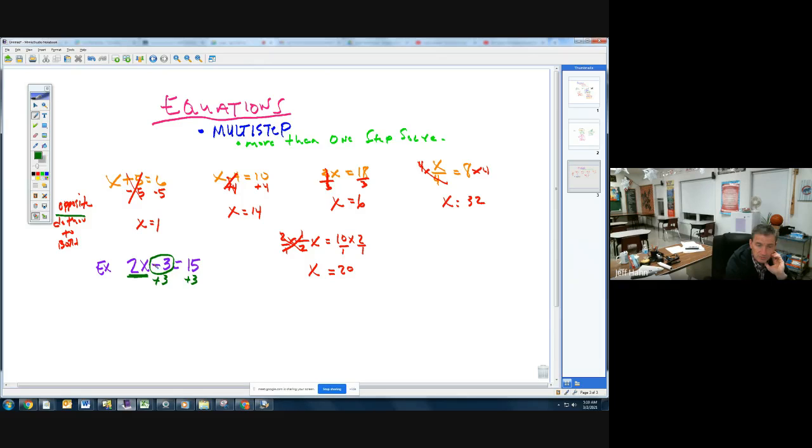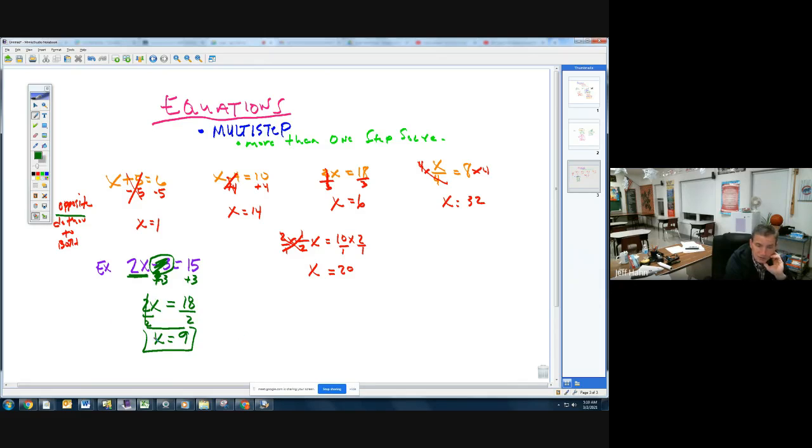A minus 3 plus 3, and they go away. I still have this 2x over here. I still have the equal sign. 15 plus 3 is 18. And then now, it's just like this multiplication equation here. I divide both sides by 2. I get my x by itself, and x equals 9.